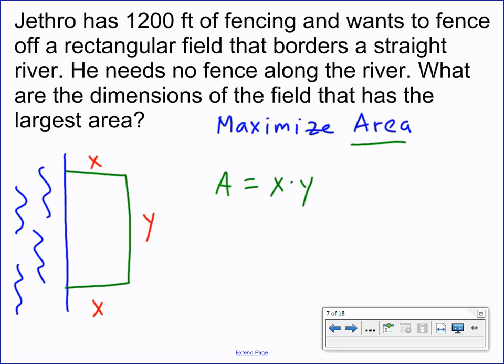Peter? We use relationships in the problem and given information to write the quantity's formula as a function of one variable and consider its domain. Awesome, thank you. And so right now we have an area formula. Area is given by X times Y. That depends on two variables.